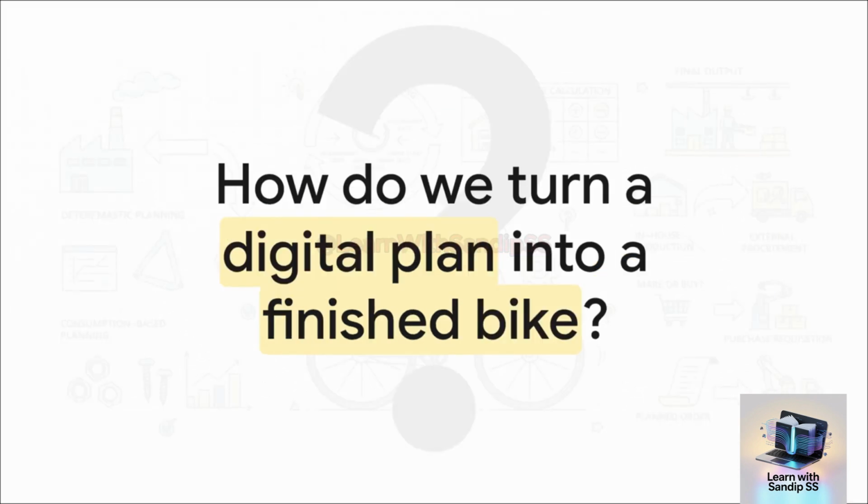So, the plan is perfect. The system has created this flawless set of requests to get every single part we need. But a plan on a computer screen isn't a finished bike, right? So that brings us to the final question. How does the factory actually execute this plan? How do these digital requests get turned into a real physical bike ready for a customer?